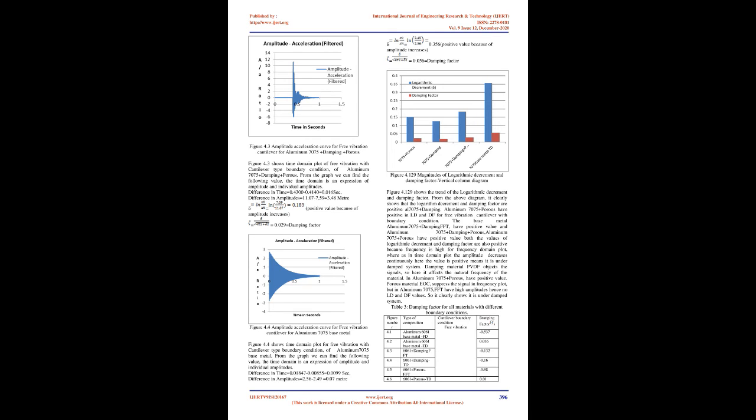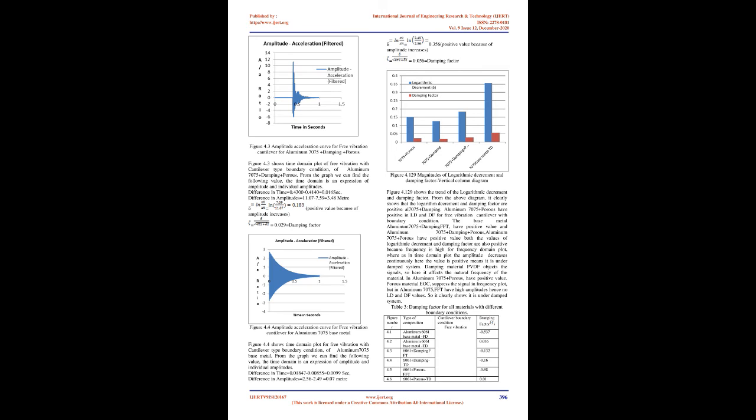Both the values of logarithmic decrement and damping factor are positive because the frequency is high in the frequency domain plot, whereas in the time domain plot the amplitude decreases continuously. Here the value is positive, which means it is an underdamped system. The damping material PVDF objects the signals, so it affects the natural frequency of the material. In aluminum 7075 plus porous, the value is positive. The porous material EOC suppresses the signal in the frequency plot, but aluminum 7075 FFT has high amplitudes, hence no LD and DF values. So it clearly shows it is an underdamped system.